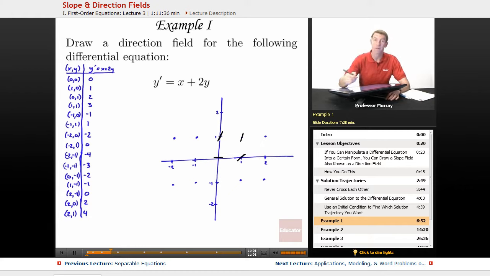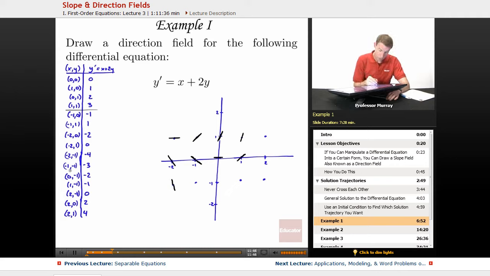So let me go ahead and fill in all my slopes. So let's see, I've done up to here. Negative 1, 0. I see I have a slope of negative 1, so let me give a slope of negative 1 there. Negative 1, 1 gives me a slope of 1. So there's the point negative 1, 1, and I draw a line with slope 1, so that's going uphill. Negative 2, 0 gives me a slope of negative 2, so that one's fairly steeply downhill. Negative 2, 1 gives me a slope of 0, so that's a horizontal line there. Negative 2, negative 1 gives me a slope of negative 4, very steeply downhill.